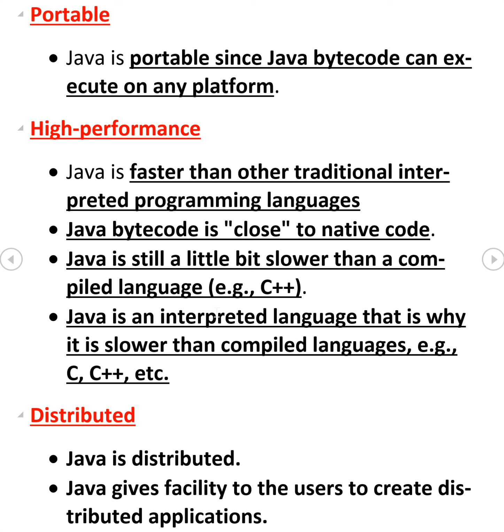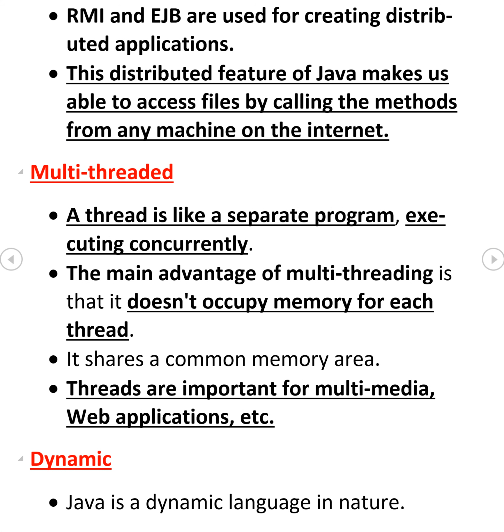Next we have the feature distributed. Java is distributed because we can create a distributed application in Java using RMI and EJB, that we will use in the further classes. Next we have multi-threaded environment. Java gives a multi-threaded environment because a thread is like a separate program that can be executed concurrently in our Java platform. So Java gives this advantage of multi-threading. It means you don't have to occupy memory for each thread, no need. So it gives better memory management in a multi-threaded environment too.